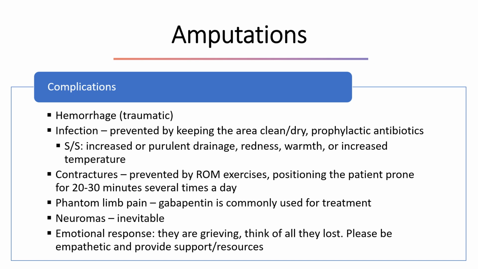Another thing, just backtracking with that infection: signs and symptoms of infection for any type of wound, whether we're talking about amputation or joint replacement, when we're teaching them, are increased or purulent drainage, redness, warmth, and increased temperature at the site. Also, yes, there's systemic fever and whatnot. We need to know them, and we need our patients to know them, okay?